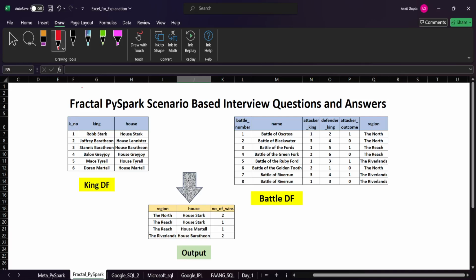So today we are going to discuss this Fractal PySpark scenario-based interview question and answer. I have taken this problem from Ankit Bansal's YouTube channel. For the SQL solution or SQL approach, you can look at his channel, but I will be solving this in PySpark. Here in this problem, we have been given two tables or two data frames, the king data frame and the battle data frame. We need to define an output table where we have only three columns: reason, house, and number of wins.